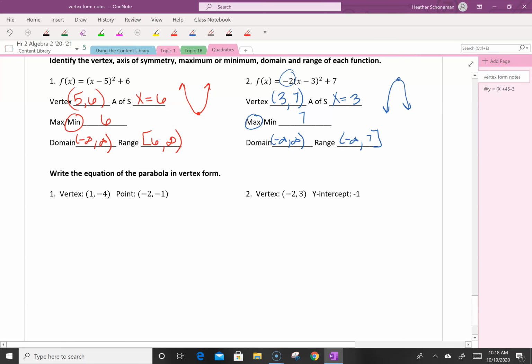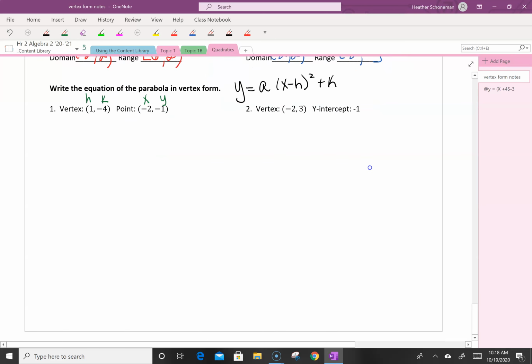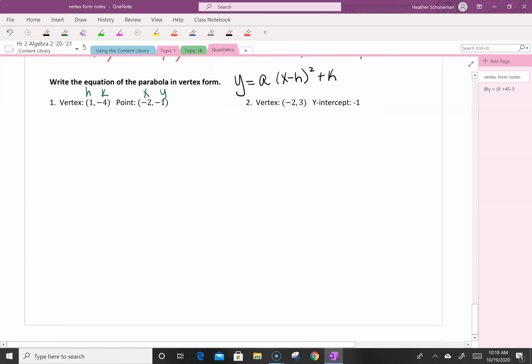Okay, for the last two, we want to write them in vertex form, which is y equals a times x minus h squared plus k. Well, if we have a vertex, this is our h, this is our k, and a point can help us find x and y, but what we're missing is that a, so we're going to plug it in. So we're going to have y, which is -1, equals a times x, which is -2, minus h, which is 1, squared, plus k, which is -4.